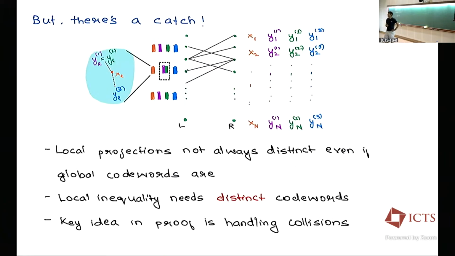It can't be that simple, so there has to be a catch. The catch is exactly what Ramprasad pointed out earlier: we need distinct code words to apply this inequality. Even if y1, y2, y3 are distinct global code words, there's no guarantee that locally their projections will not be the same. Maybe when I just look at the d edges adjacent to this particular vertex, y1 and y2 look exactly the same in those d positions.